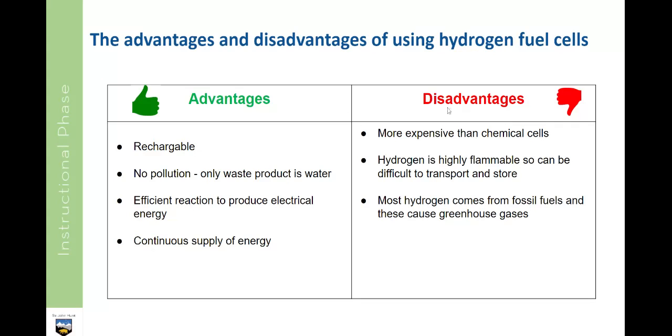Now, the disadvantages, the bad things about using fuel cells, they're more expensive than chemical cells, than batteries. Hydrogen is really flammable, it ignites very easily. And because it's so flammable, it's very difficult to safely transport and safely store. And as I've already told you, most hydrogen comes from fossil fuels. And these fossil fuels do cause greenhouse gases when burnt and when reacted. And another disadvantage, guys, is that it's really difficult to find somewhere to refuel hydrogen fuel cells.